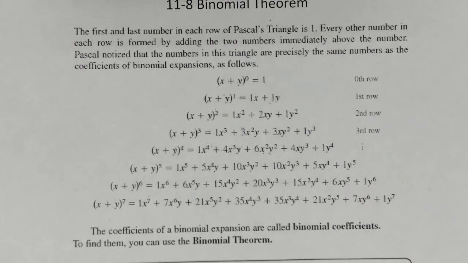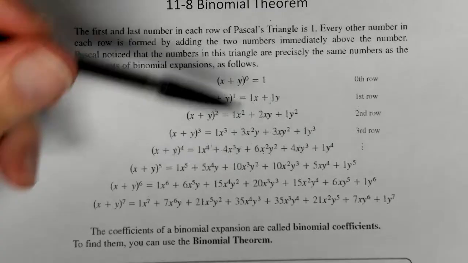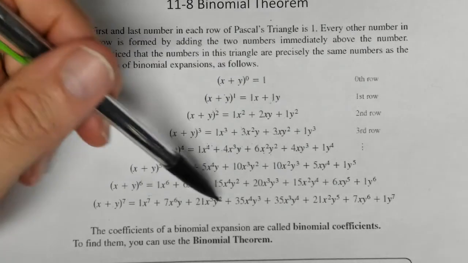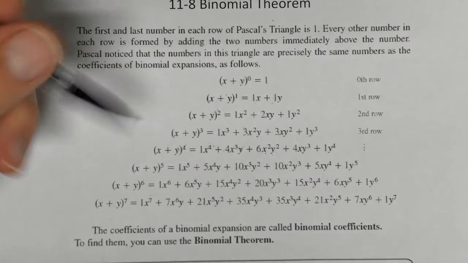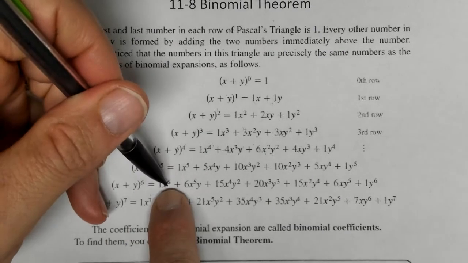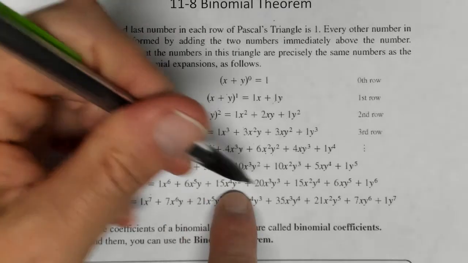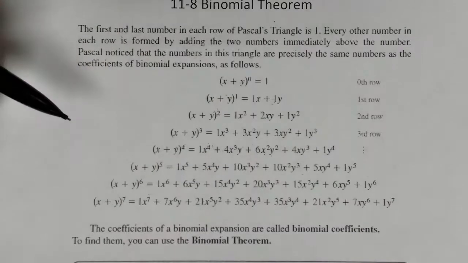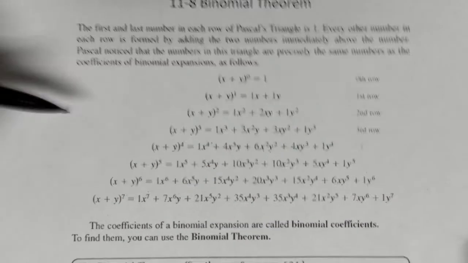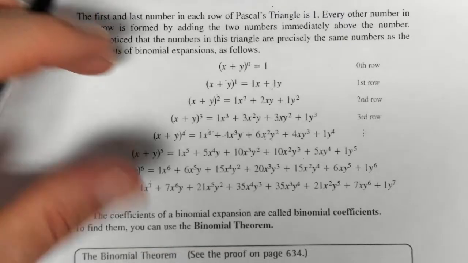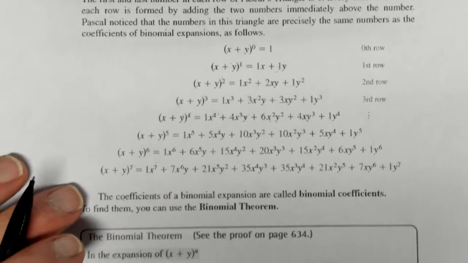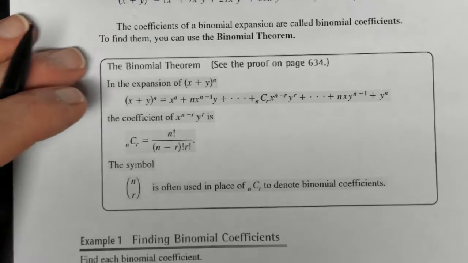Okay, so that's the pattern, I should say, for the binomial expansion. The coefficients are the numbers in Pascal's triangle, and the powers of the terms increase and decrease in alternating order every term until you get to the other end. All right, so that's just what I want you to see as far as the patterns are concerned. Now let's see how we can actually use the binomial theorem.